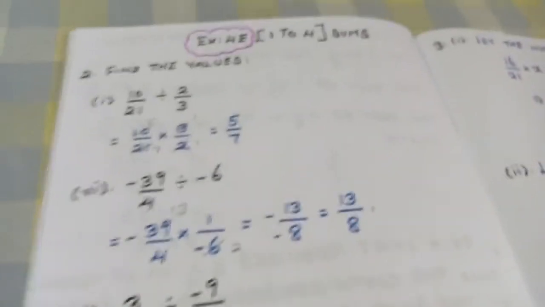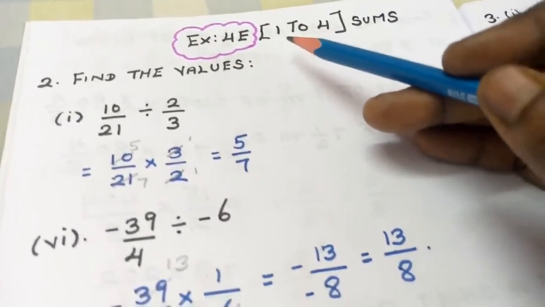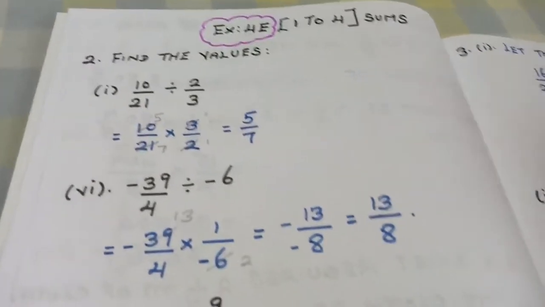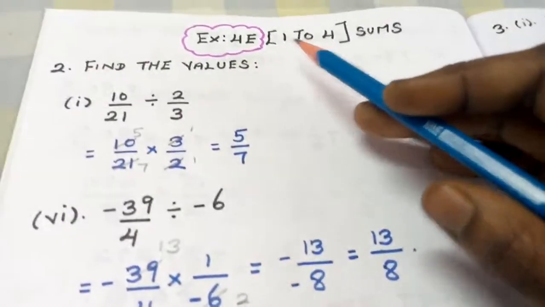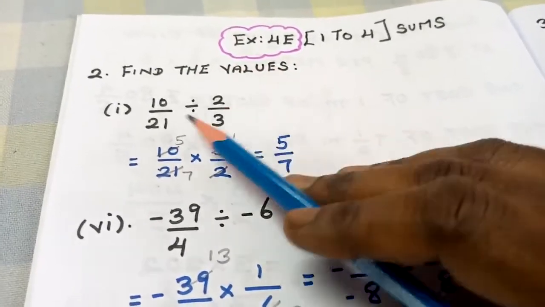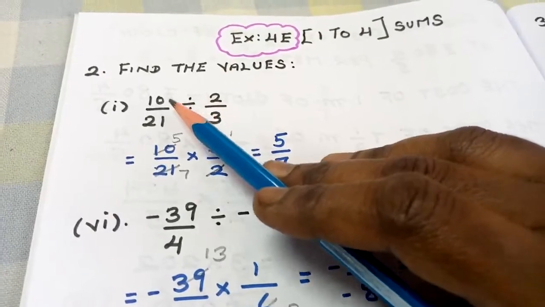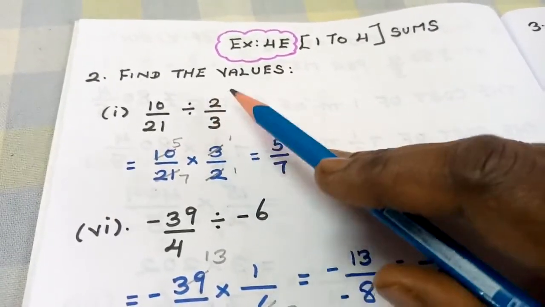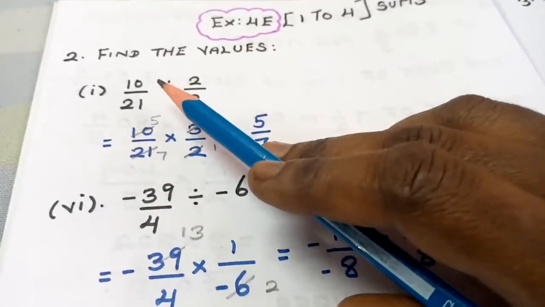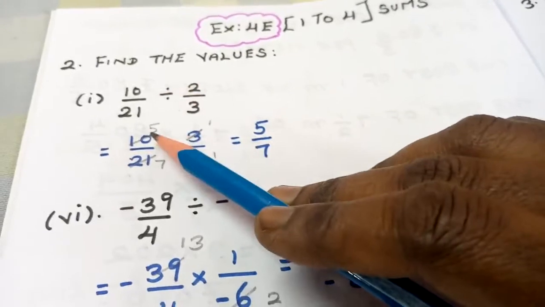And next exercise, we are going to see exercise 4E. Totally we have 8 sums here, students. The first 4 sums alone we are going to work out here. Second sum, find the values. They have given you two rational numbers, 10/21 divided by 2/3. The rational number given here, 10/21 divided by 2/3.